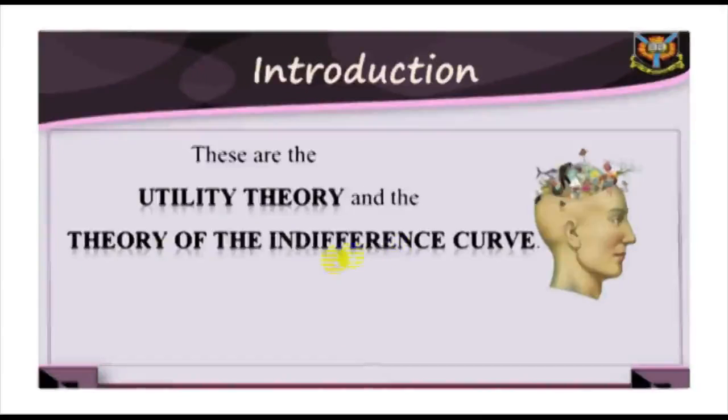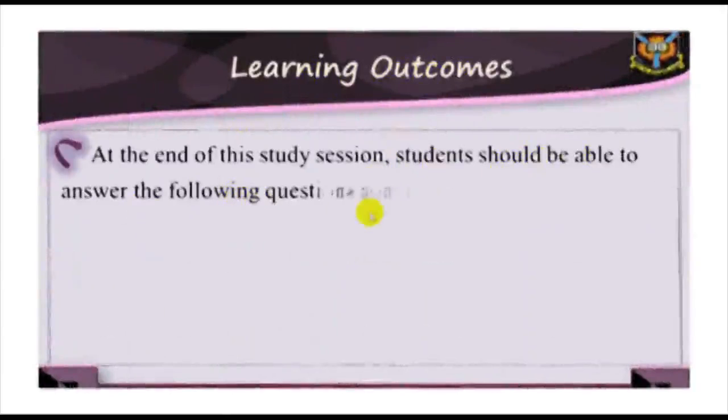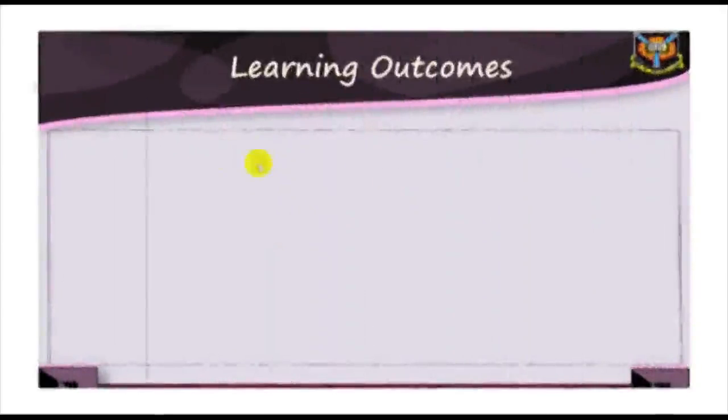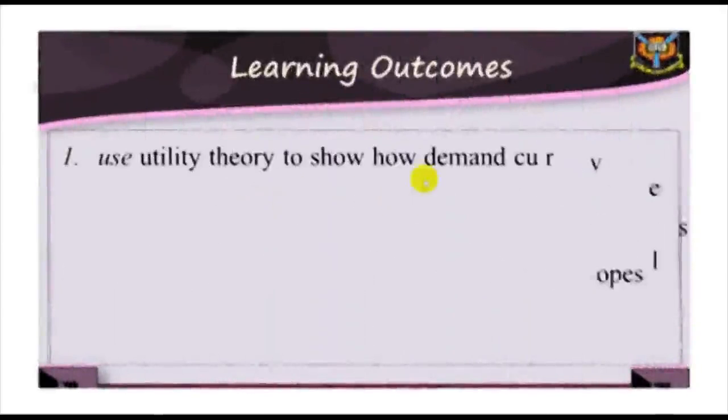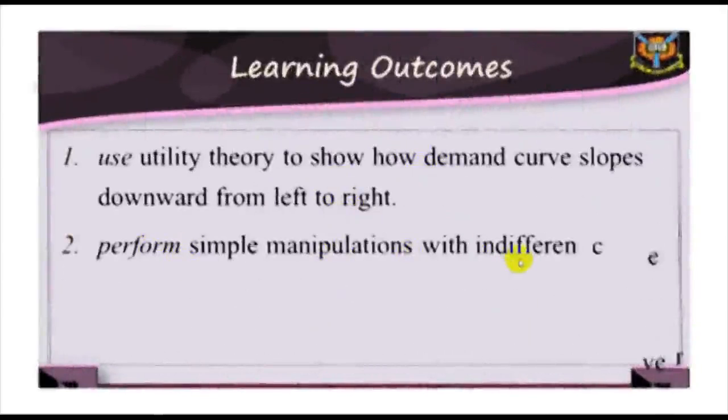Learning outcomes. When you have studied this session, you should be able to: 1. Use utility theory to show how demand curves slope downwards from left to right. 2. Perform simple manipulations with indifference curve.